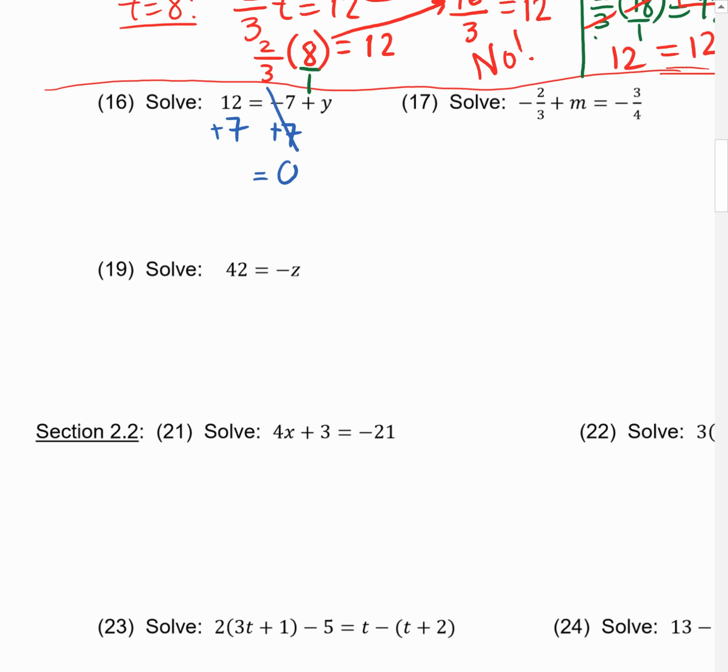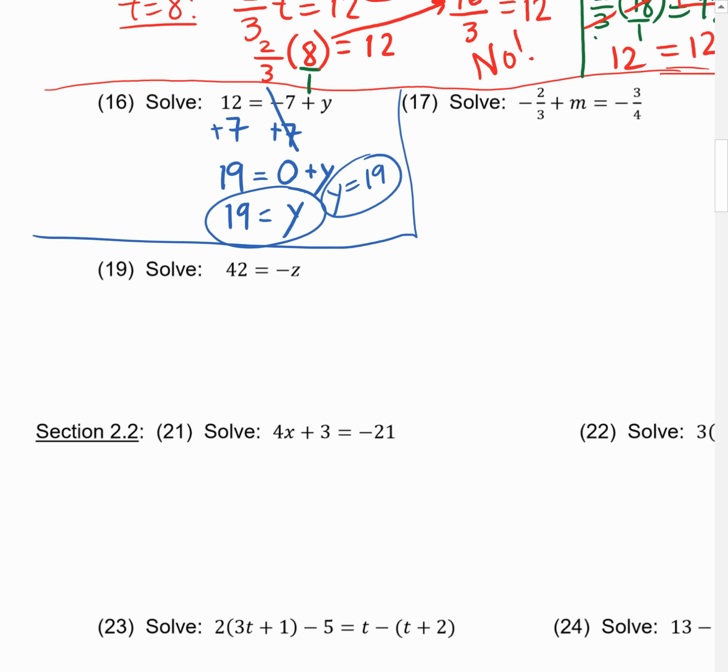If you want to be really careful and write out all your steps, which I don't expect you to, -7 plus 7 is 0, and you have the y also. On the left side, 12 and 7 makes 19. And then, of course, 0 plus y is y. Anything plus 0 is that thing. So your answer would be 19. 19 equals y, or y equals 19, whichever way you want to say it. So pretty good. Okay, let's try number 17.